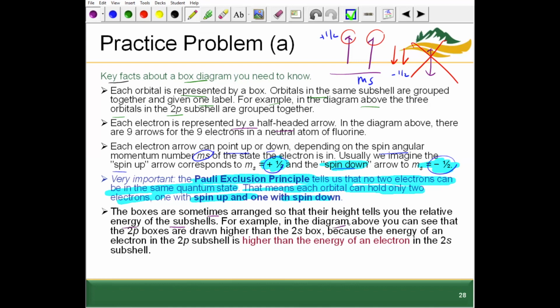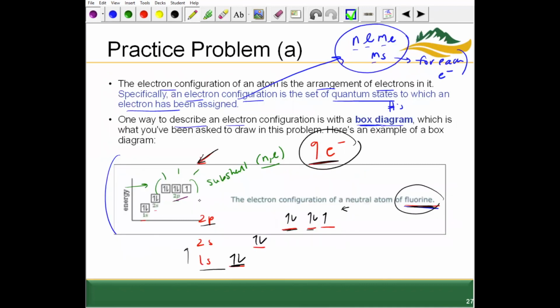For example, in the diagram, we can see the 2p boxes are drawn higher than the 2s box because the energy of an electron in the 2p subshell is higher than the energy of an electron in the 2s subshell. So 2p is higher energy than 2s and 1s. So now we see these relative energies spaced out like this from the heights of the boxes. So this one's shorter, next, and then next. That's fairly customary, so we can more easily visualize those different energy levels for the different subshells.